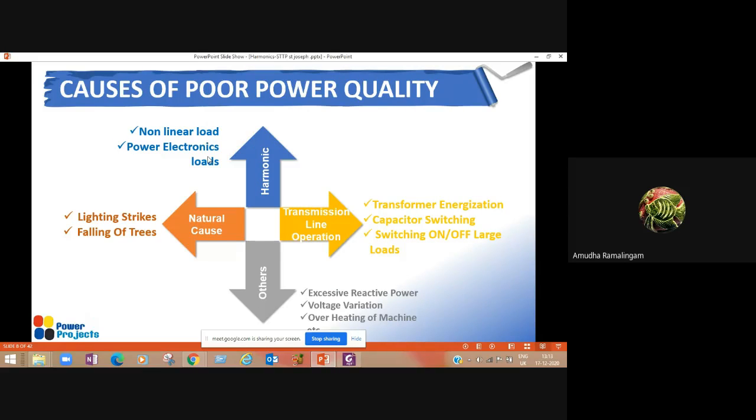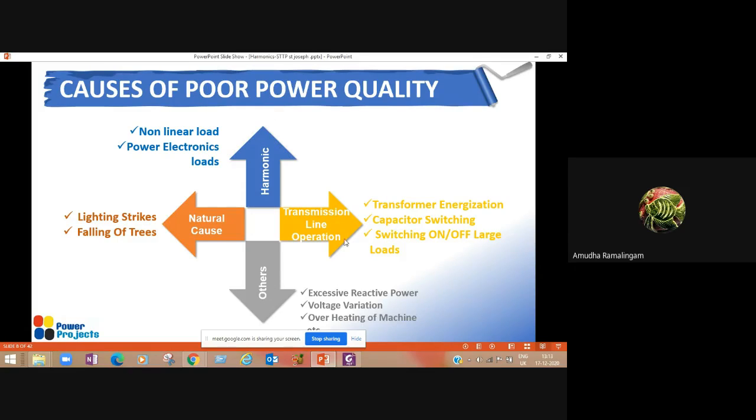So what causes this power quality to be poor? That is, what affects the quality of power. So we can say that either it may be a natural cause, either it may be due to lightning strikes or falling of trees, all those things are natural cause. But sometimes it may be due to the operation of a transmission line. Sometimes it may be due to the use of non-linear load or power electronic loads. So all these are the causes of poor power quality.